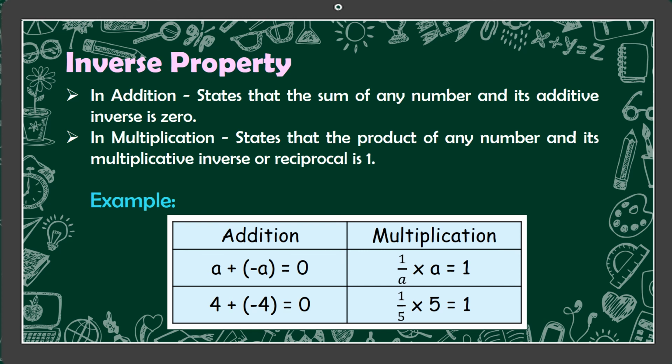So, example. A plus negative A is equal to 0. Ang additive inverse ng A ay negative A. And we have 4 plus negative 4 is equal to 0, which is negative 4 naman ang additive inverse ng 4. In multiplication, we have 1 over A times A is equal to 1. So, ang inverse ng ating A ay 1 over A. Then, we have 1 over 5 times 5 is also equal to 1.